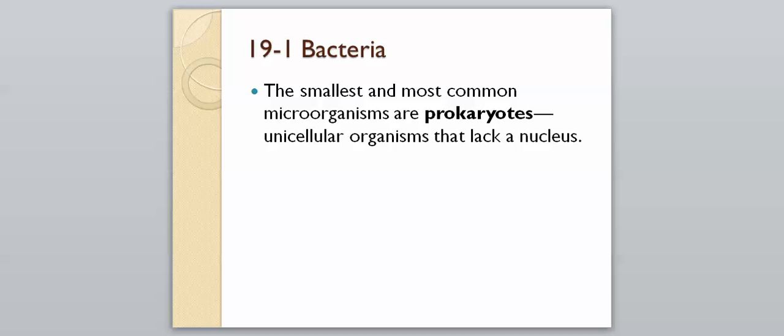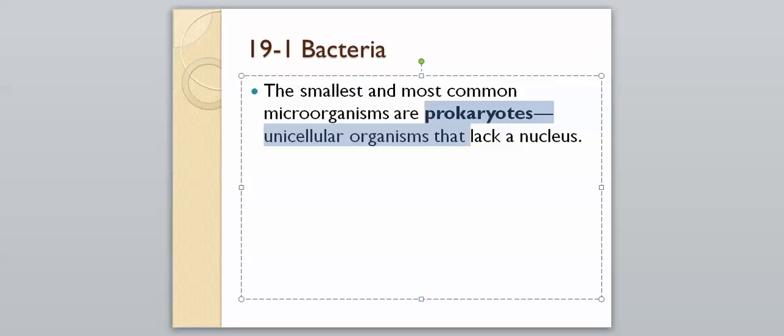And to start, we'll give some background information, some review: the smallest and most common microorganisms, again microorganisms meaning just small organisms, are prokaryotes. We've talked about eukaryotes and prokaryotes several times throughout this year. We just need to review that prokaryotes are unicellular, meaning one-cell organisms that lack a nucleus. So bacteria are going to be just one cell, and they're not going to have a nucleus, so they don't have that centralized control area that eukaryotic cells have, which are humans, plants, animals, fungi, things like that. So these are just unicellular organisms that are going to lack a nucleus. That's what we need to know about prokaryotes.